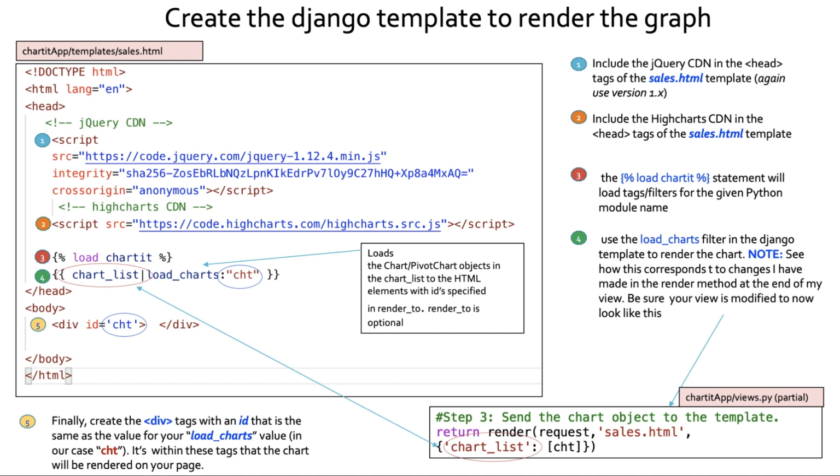But it's request sales.html, and now it's chart_list colon CHT as a list, in square brackets. And I'm doing that because I will show you in a little while how to render more than one chart, which is very useful. Finally, we create the div tags with an ID that is the same as the value for your load_charts value, in our case CHT. It's within these tags that the chart itself will be rendered onto our web page.